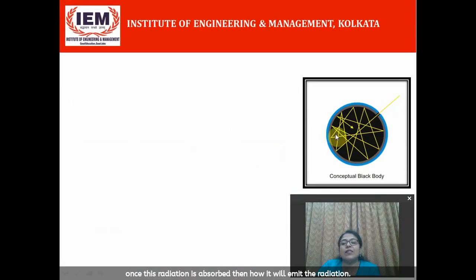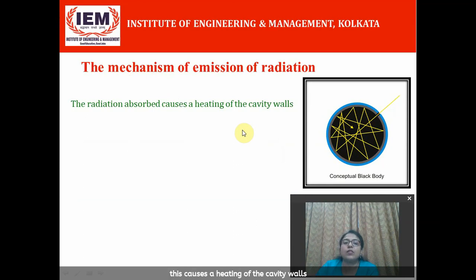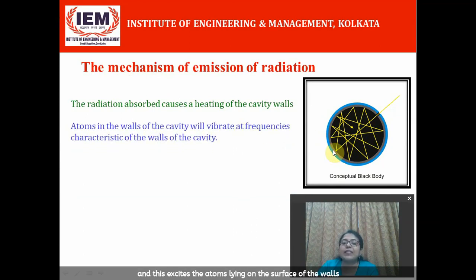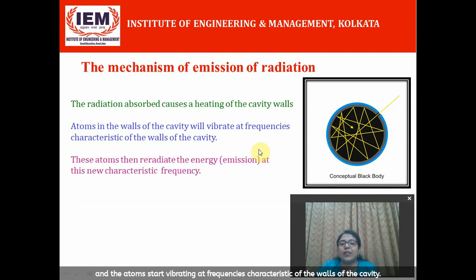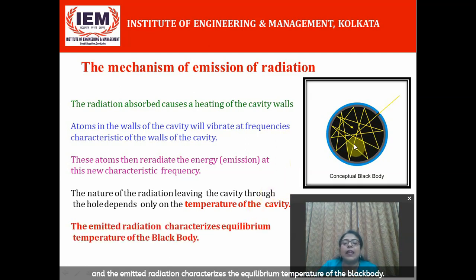Next, once this radiation is absorbed, how will it emit the radiation? Since the radiation is absorbed by the walls of the cavity, this causes a heating of the cavity walls. And this excites the atoms lying on the surface of the walls, and the atoms start vibrating at frequencies characteristic of the walls of the cavity. So these atoms then re-radiate the energy at this new characteristic frequency, and the radiation comes out through this orifice. The nature of this radiation leaving the cavity depends on the temperature of the cavity, and the emitted radiation characterizes the equilibrium temperature of the black body.